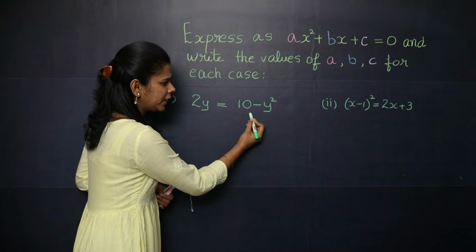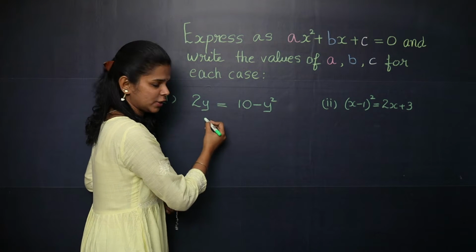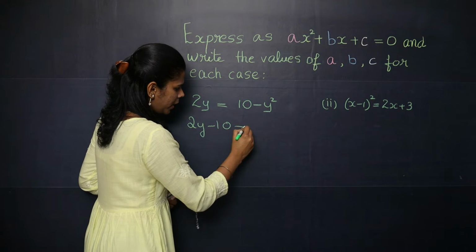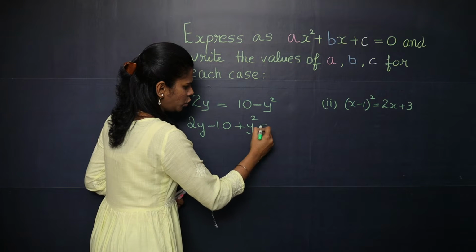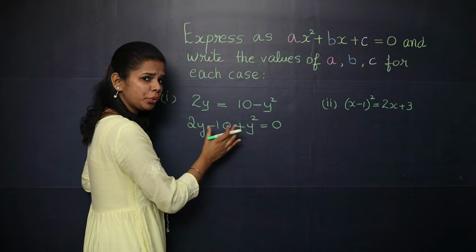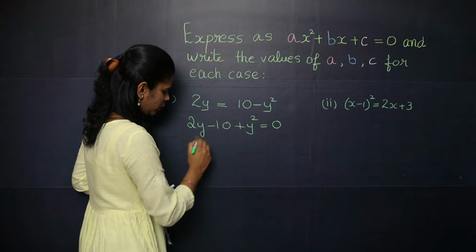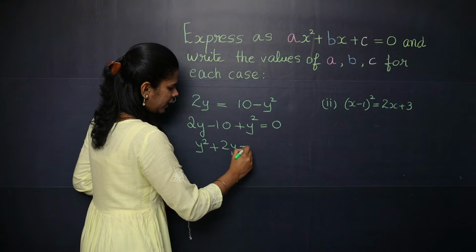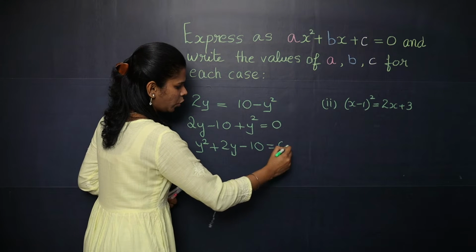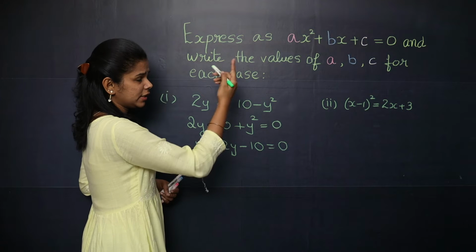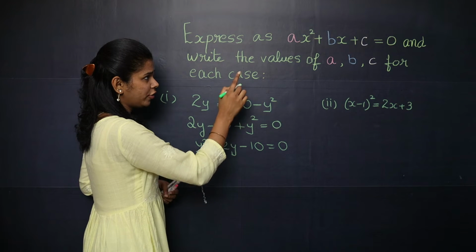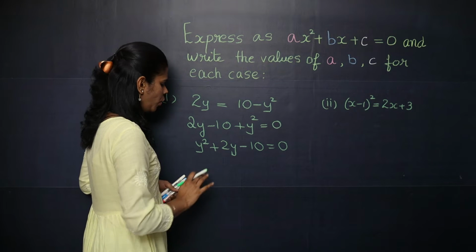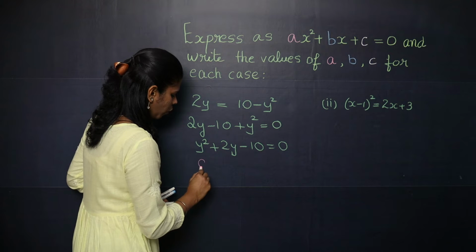So here you can bring 10 minus y square to the LHS. So it becomes 2y minus 10 plus y square equal to 0. Now I am going to rearrange them because I will write y square first. Y square plus 2y minus 10 is equal to 0. Now when you look at the standard form, what is the coefficient of x square? Here it is 1. So a is equal to 1.